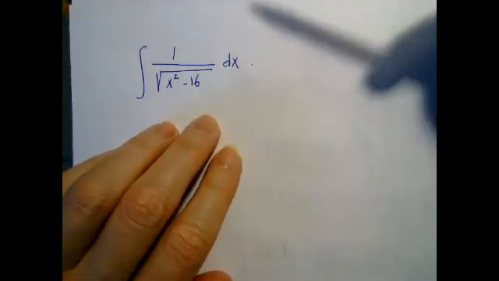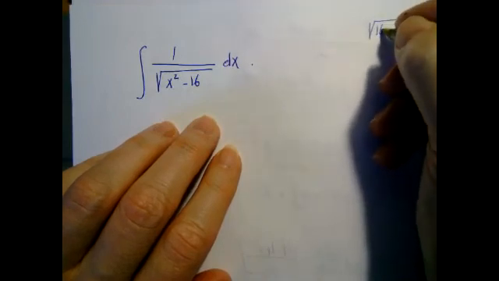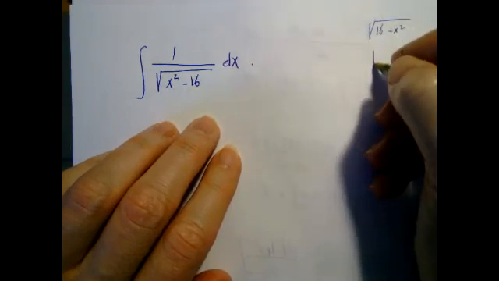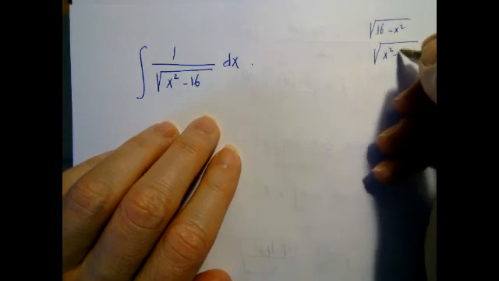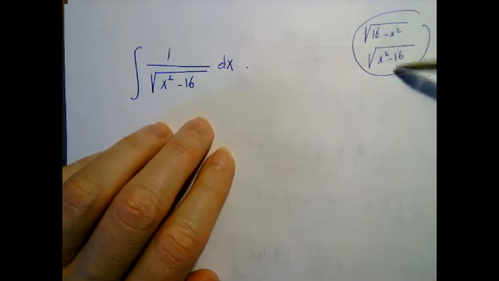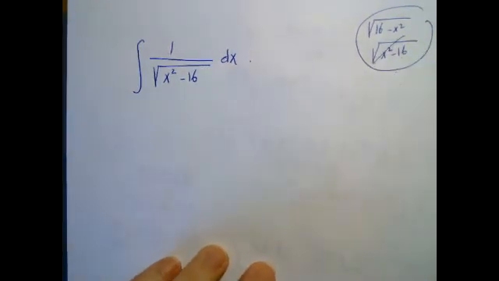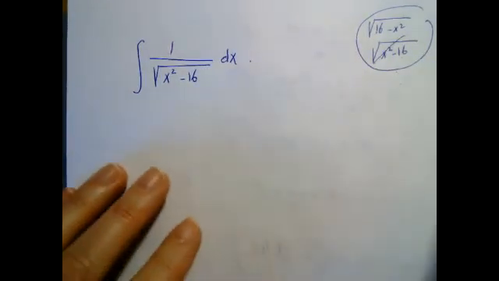Now be very careful. Be very, very careful. Square root of 16 minus x squared and square root of x squared minus 16 are very different from one another. Okay, so be careful with what the sign is. This and this are absolutely different from each other. So now what's the substitution that we'll do here?